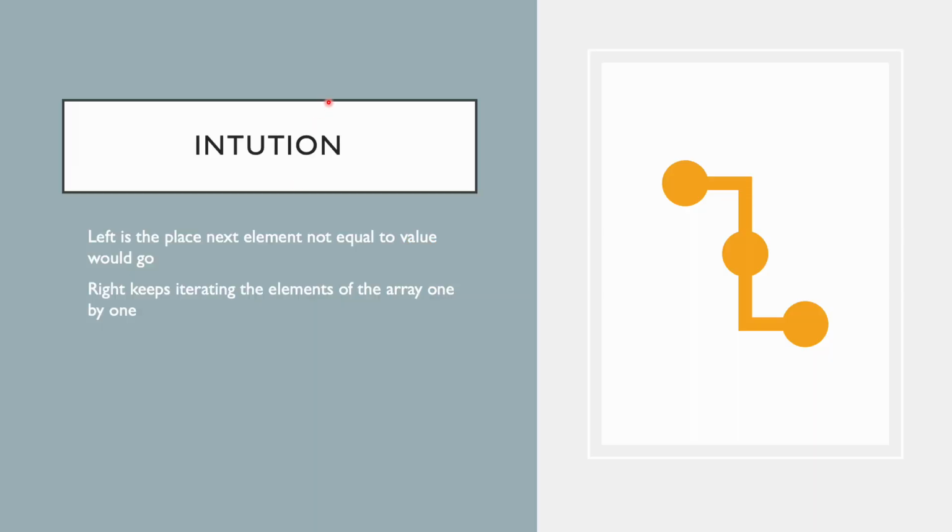So the intuition behind solving this question is that left is the pointer which is pointing to the index where the next element has to go, and right is simply iterating through every element of the array one by one. But the thing to note here is that I have named these two variables left and right. You could name them something according to your convenience. This was to help you understand the concept better. So we'll move to the code part now.